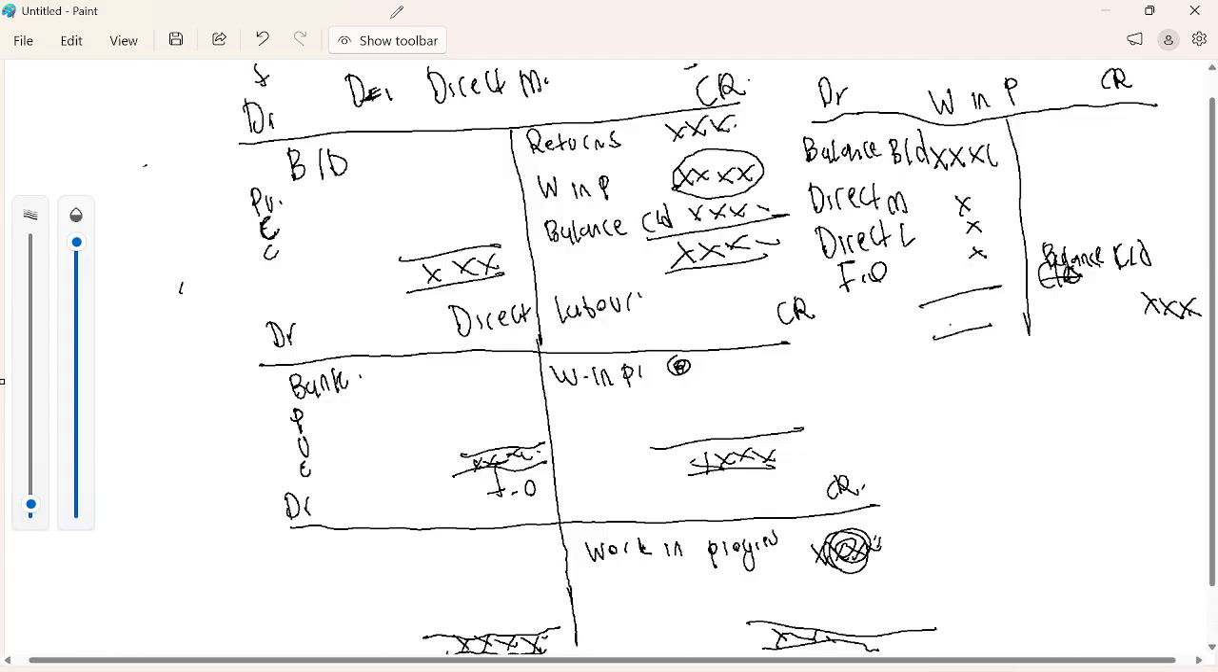Then I'm gonna totalize. After totalizing, the amount that is here, I'm gonna transfer it to the other side, which will be a total here. So this amount minus this is gonna give me what? It's gonna give me finished goods.